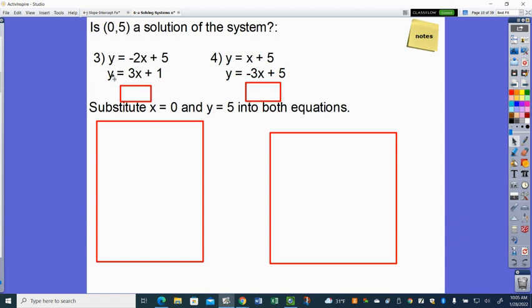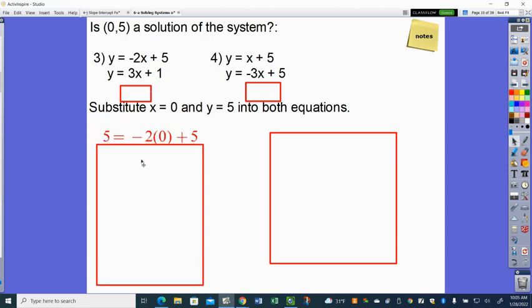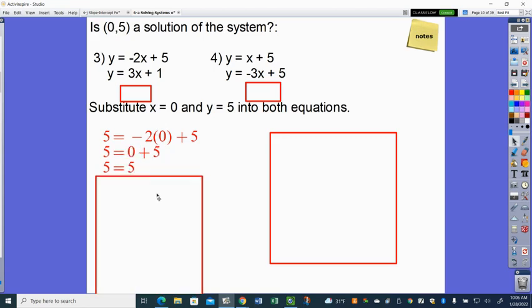And do the same in the bottom to see if it works there as well. So if I look at that top one, the biggest mistake is to put them in the wrong spot. So the x coordinate is your first one, goes in for x, the y is your second. And then I do the math. I multiply, I get 0, because -2 times 0 is 0, and 0 plus 5 is 5. So that 0,5 is a point on this line.